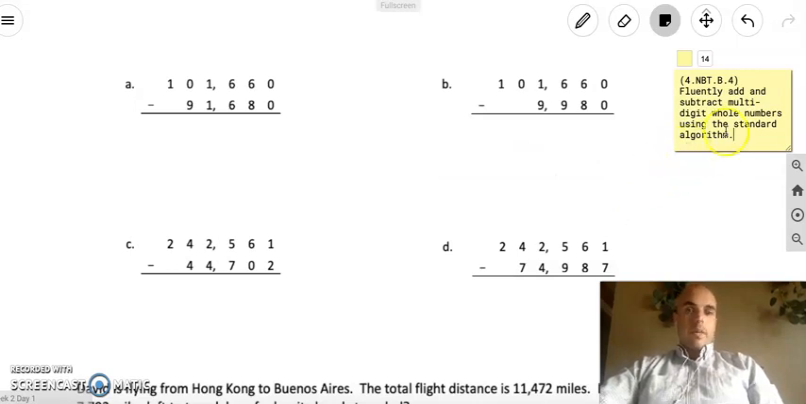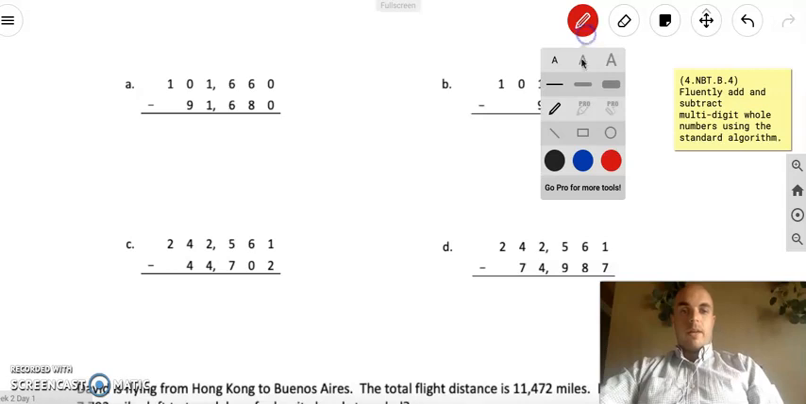Let's look at our objective today before we begin. So our standard for today is 4.NBT.B.4, and we're going to be fluently adding and subtracting multi-digit whole numbers using the standard algorithm. So we're going to be looking at our subtraction rules especially today as we move forward through these questions.